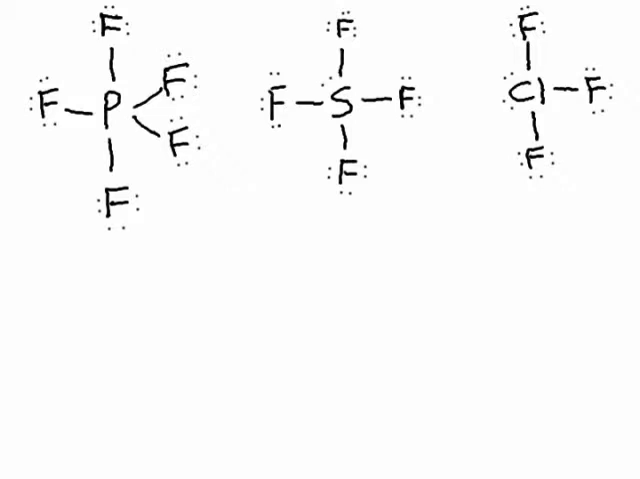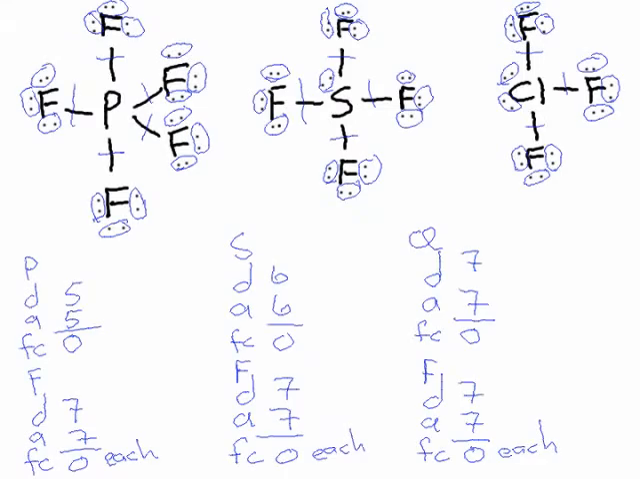Simpler examples include phosphorus pentafluoride, where phosphorus has 5 bonding pairs assigned to it, sulfur tetrafluoride with 4 bonding pairs and 1 lone pair, and chlorine trifluoride with 3 bonding pairs and 2 lone pairs. In these 3 molecules, each atom has a formal charge of 0.